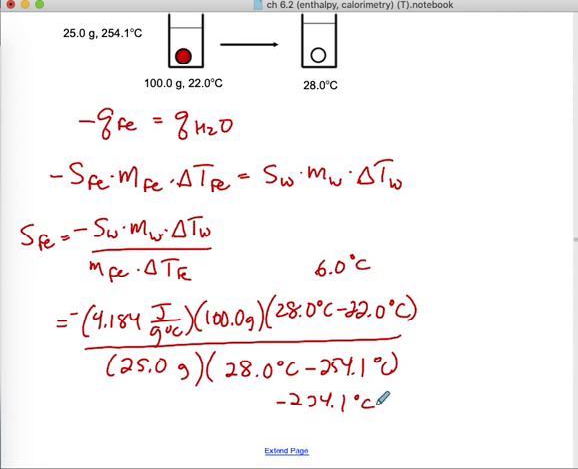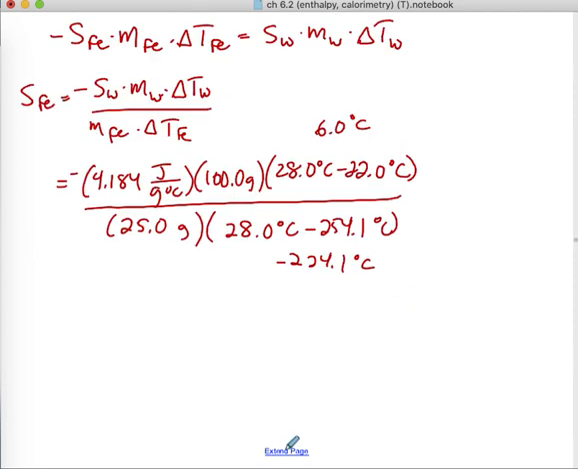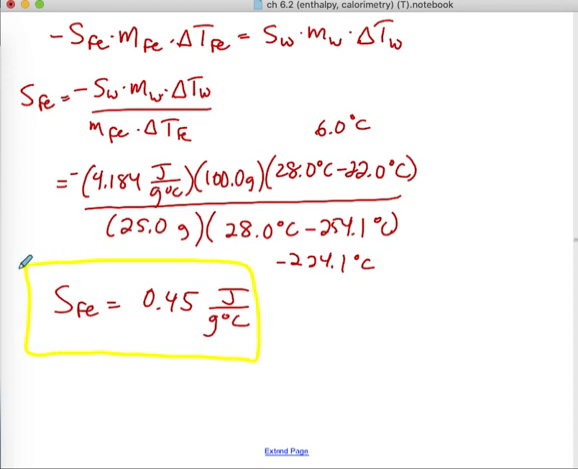Notice delta T for iron is negative, and that works out because negative times negative is a positive. Specific heat capacities have to be positive. And for the specific heat capacity of iron, we get 0.45 joules per gram degree Celsius. Now, the difference in magnitude of the specific heat capacities is really apparent here. We're assuming that the total amount of heat energy lost by the iron is equal to the total amount of heat energy gained by the water. The iron dropped a huge 224 degrees in temperature, whereas the water only went up 6 degrees. Why is that? It's because the specific heat capacity of water is so much greater.